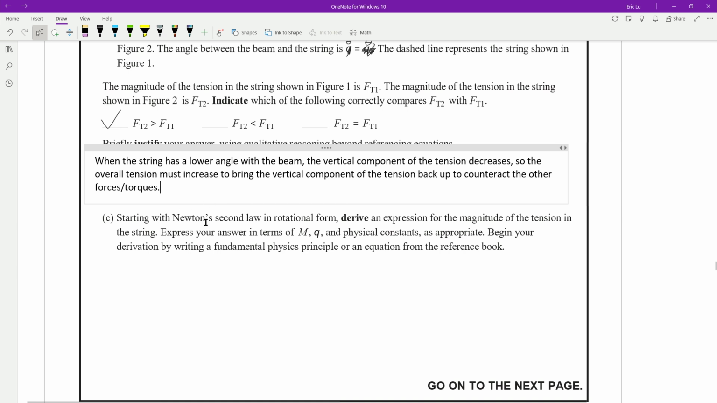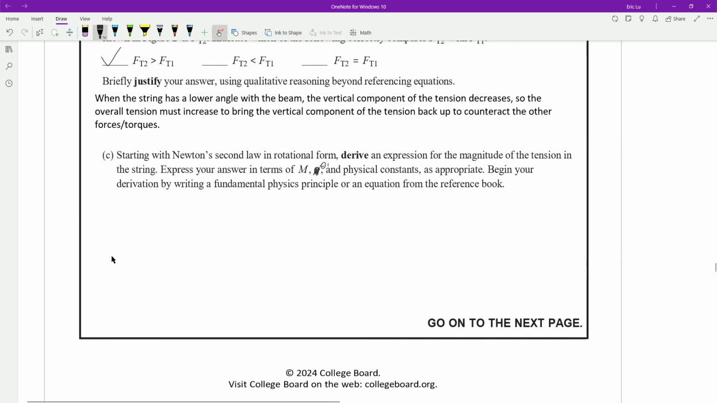Starting with Newton's second law in rotational form, derive an expression for the magnitude of the tension in the string. Express your answers in terms of m, theta, and physical constants as appropriate. Okay, so begin your derivation by writing a fundamental physics principle or an equation from the reference book. So first of all, we have the equation.